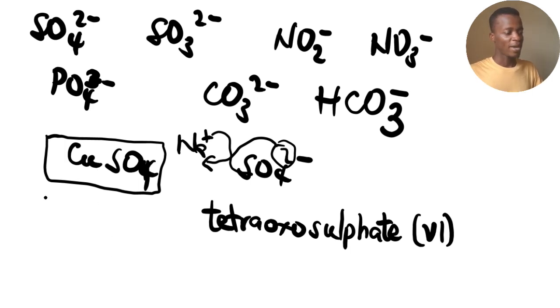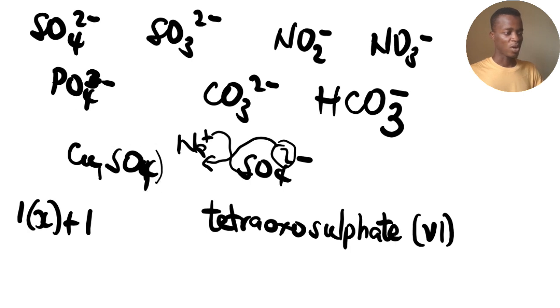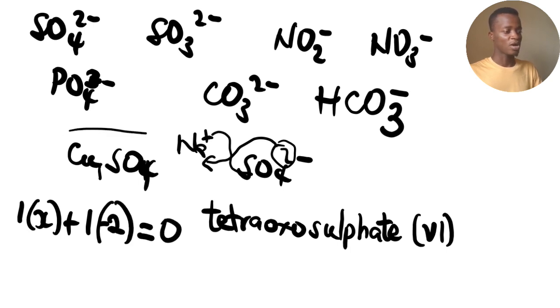You say copper is appearing once here, right? It's 1 times X plus SO4. SO4 is appearing how many times? Once. Because if it is more than one, it will have been in a bracket and something here. But it's not in a bracket, so the entire SO4 is appearing once. The charge on the SO4 is 2 minus, so we have minus 2 here, equal to 0, because now it's in a neutral compound.